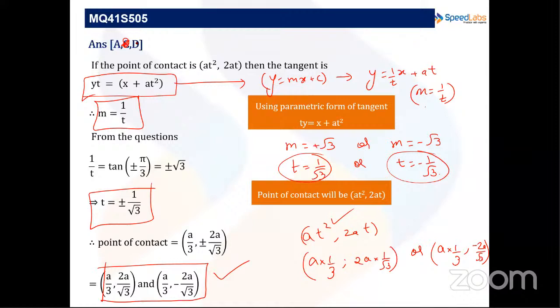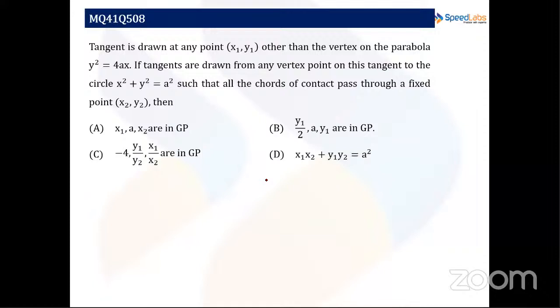Now, moving to our next question. It is given that a tangent is drawn at a point (x1, y1) other than the vertex on the parabola y² = 4ax. If tangents are drawn from any point on this tangent to the circle x² + y² = a², such that all the chords of contact pass through a fixed point (x2, y2), then we need to find the relations. How are we going to do it?